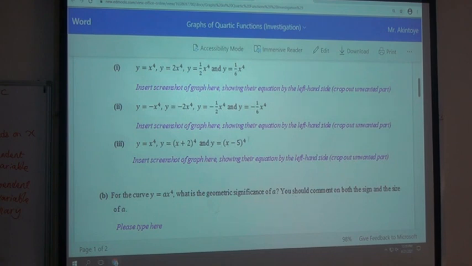Translate by horizontal. What does that mean? Horizontal translation. It's a horizontal translation on the x-axis. You don't need to say horizontal translation is already there.